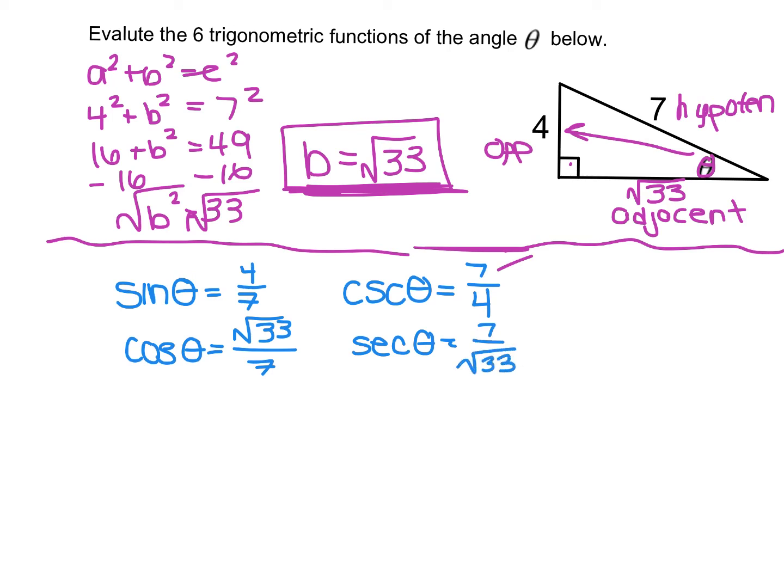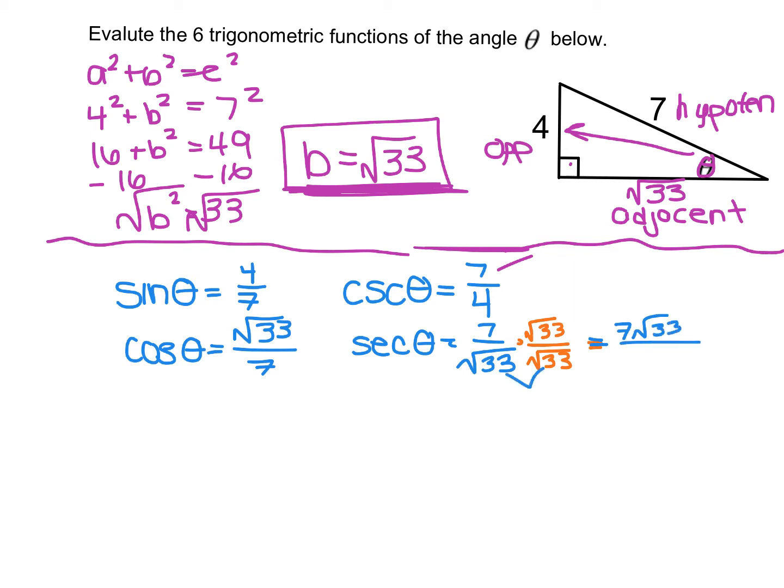Now, it's not good practice to leave square roots in your denominator, so we need to do something called rationalizing our denominator, which basically means we're going to multiply the top and the bottom of this fraction by the square root of 33. Because it's basically like multiplying by 1. But when we do this, we end up with the 7 times the square root of 33 in the top.